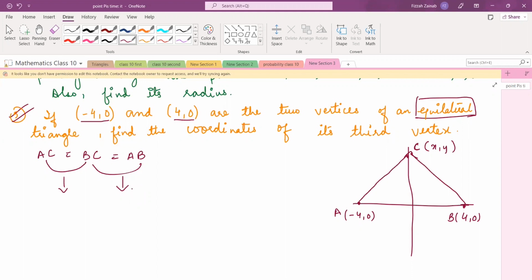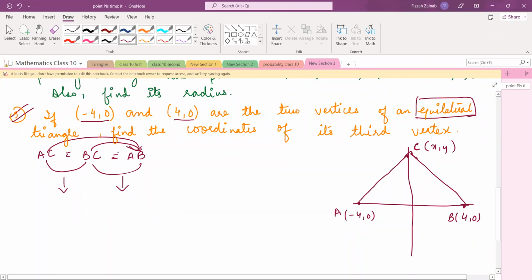Ma'am, instead of that, we can find AB and just insert the value in AC, right? Yeah, that also you can do. You can equate the distance AC to AB. Basically, you equate both. First, you equate AC to AB, and then you equate BC to AB, because AB distance you can find out, right? Yes, ma'am.